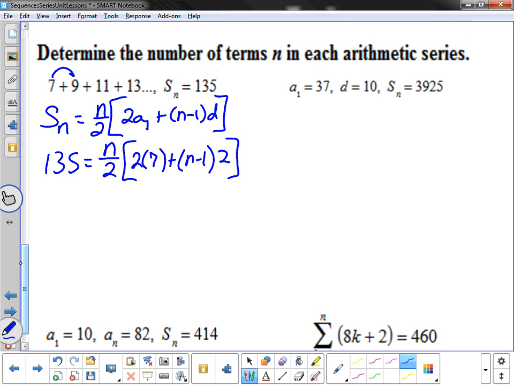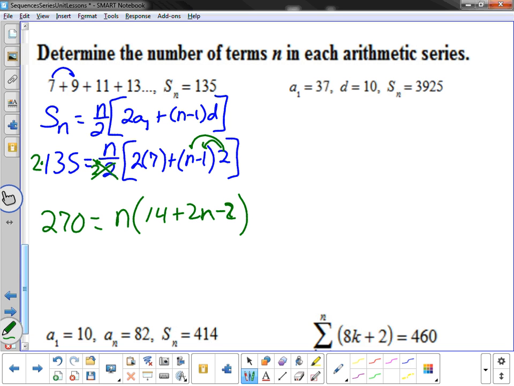So how do I solve that equation for the n? Well, let's go ahead and clean up what we do know. I'm first going to multiply by 2. Multiply by 2 there, multiply by 2 there. When I do that, here on the left, that divide by 2 gets canceled off. So 270 equals n times, okay, let's do stuff on the inside. 2 times 7 is 14. 2 times n is a 2n. 2 times a minus 2 is a -2. So I did the distributive property back here. You with me there? Okay.